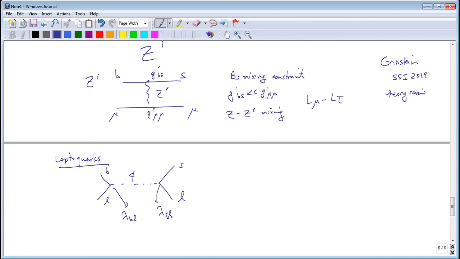Basically, if you list all the possible leptoquarks that you can have, there's only a subset that couple only to the left-handed fields and can give contributions to the C9 and C10.